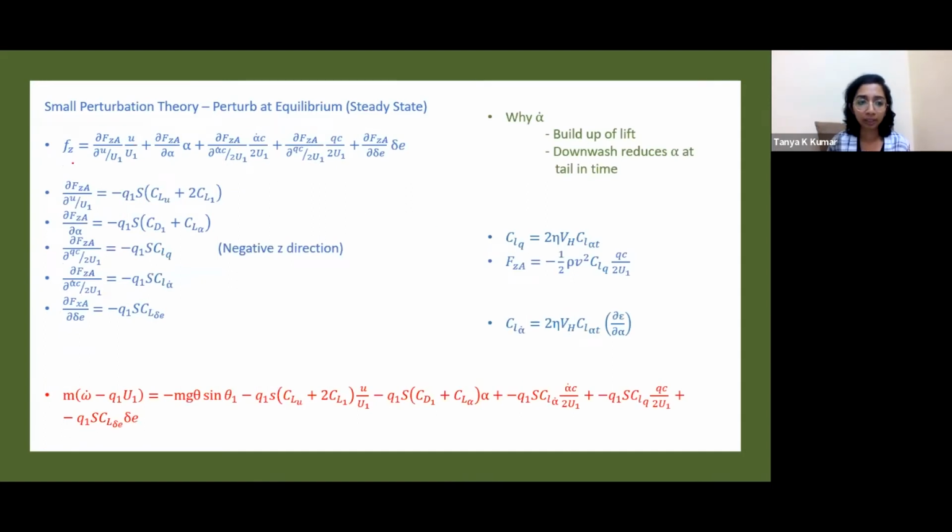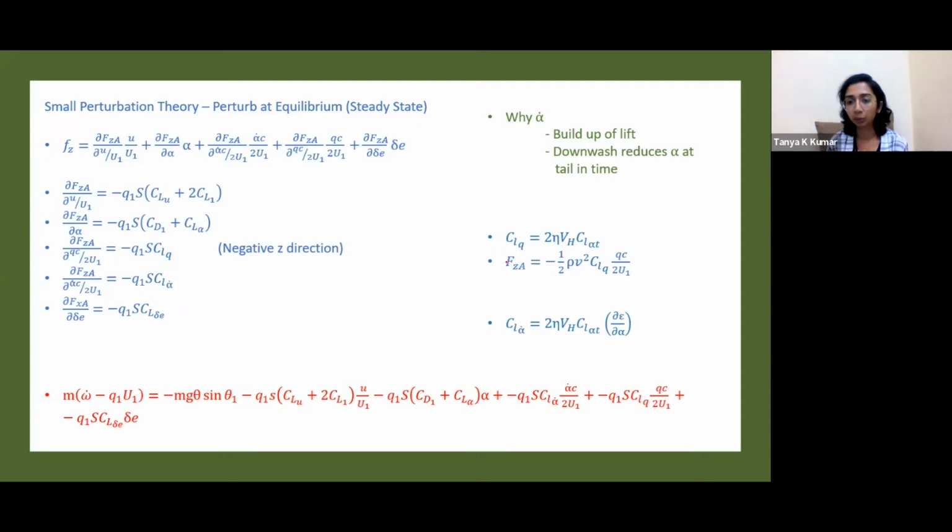Similarly, you perform the same analysis for Fx, Fz, motion in the z direction. You can see that two new terms have come here, that is ∂Fz_A/∂q, c/2V, where V in this case is u1. Similarly, the term that varies with alpha dot. Both of these terms have a negative sign. Why? Because your lift is produced upward, but your z-axis positive is downward. So there is a negative sign introduced in these two terms.